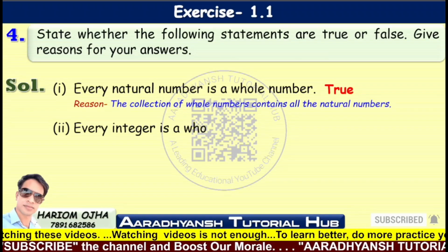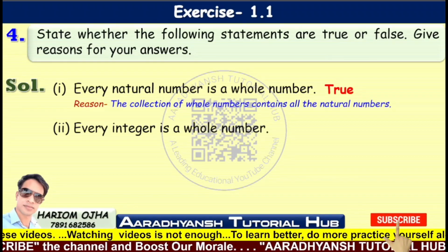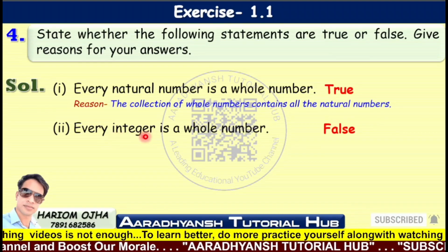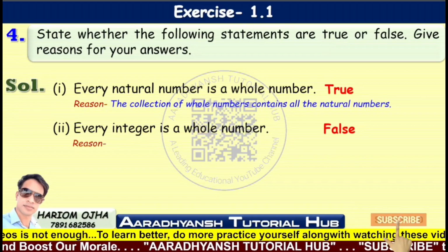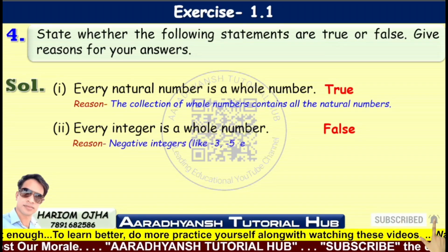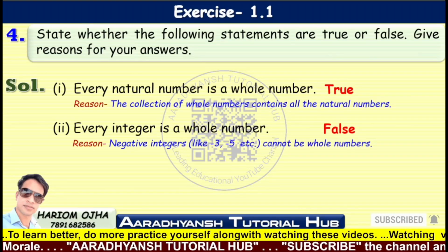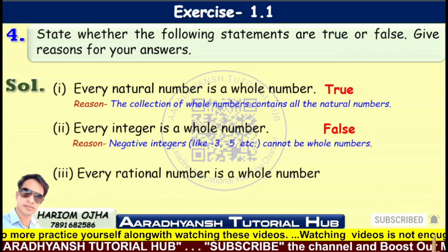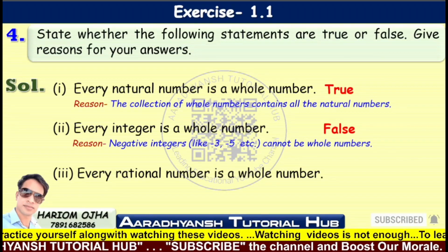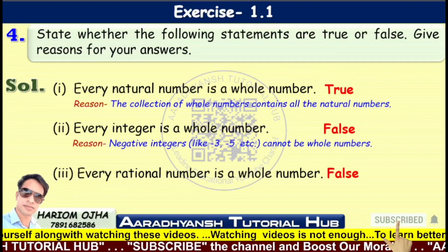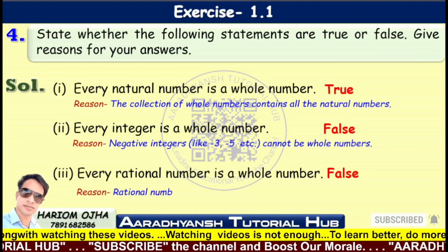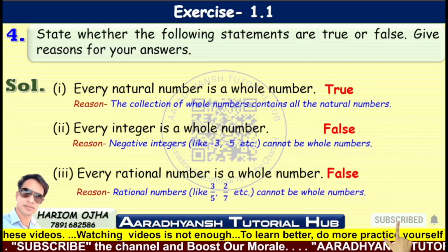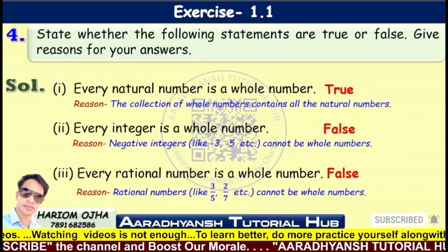Second statement is, every integer is a whole number. No, it is false, because negative integers are not whole numbers. Negative integers like -3, -5, etc. cannot be whole numbers. And third statement is, every rational number is a whole number. This is again false, because rational numbers like 1 over 2, 3 over 5, -5 over 7 are not whole numbers, these are fractions. So this statement is false.